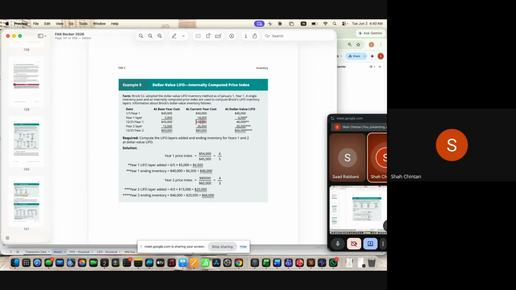Your higher ending inventory means next year you will have a higher cost of goods sold and you will be underpaying the taxes. So what government says कि आप dollar value LIFO use करो, सीधा LIFO use मत करो. So what are the steps to calculate dollar value LIFO?